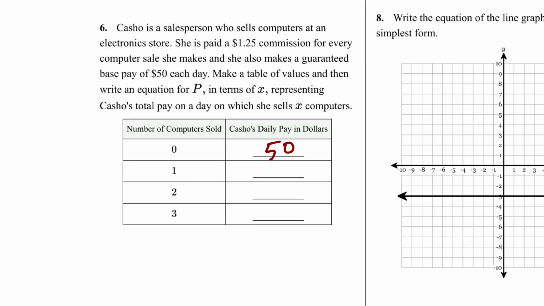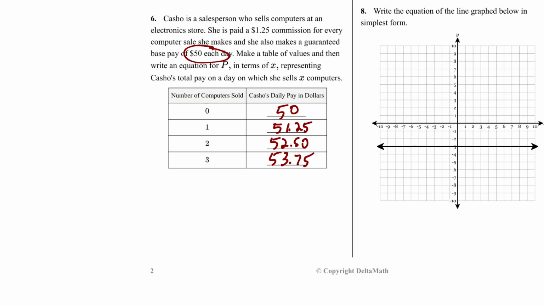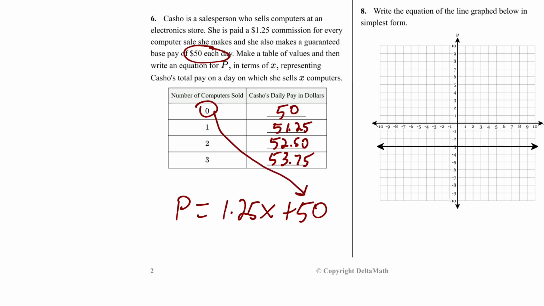We start off with $50. That's the guaranteed part. That's your intercept. It increases by $1.25 each time. So these are the rest of the values. To write my equation, I'm going to say P is equal to 1.25x plus 50. Notice it's always when x is 0, what is y, that is our y-intercept. And it's how much we're increasing by, plus 1.25 each time, that goes over here in our slope spot.